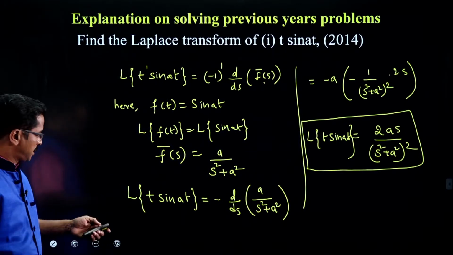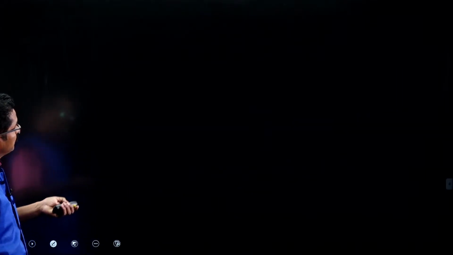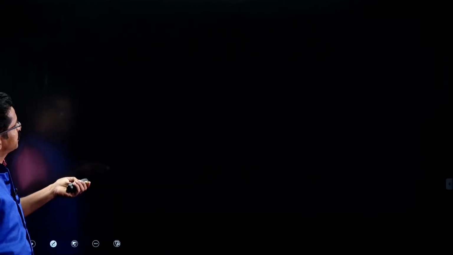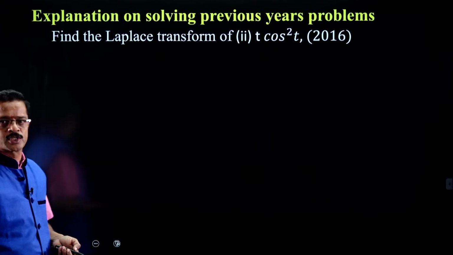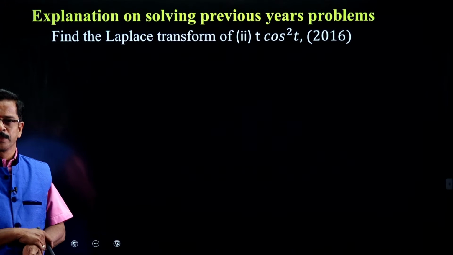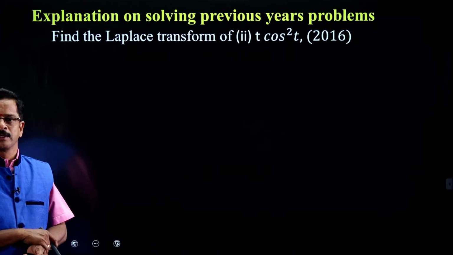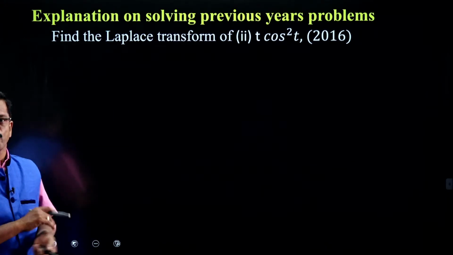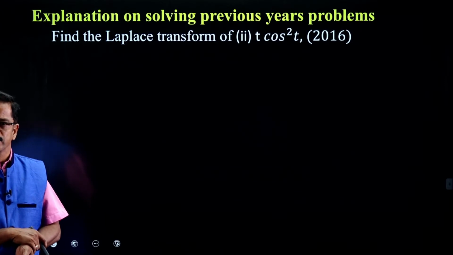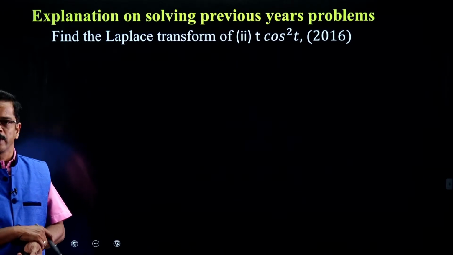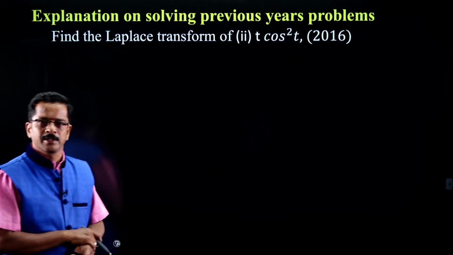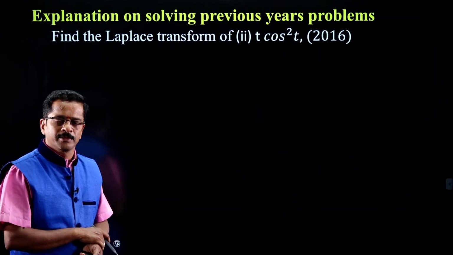Right. Next, let us see some more problems on this. So t into cos square t. It's a combination of t. Here cos square t is provided, which is not an elementary function. Try to convert it into an elementary function and apply multiplication by t.